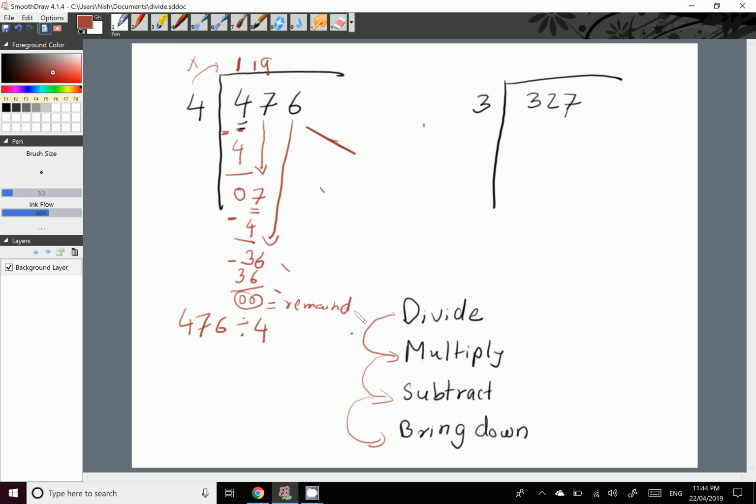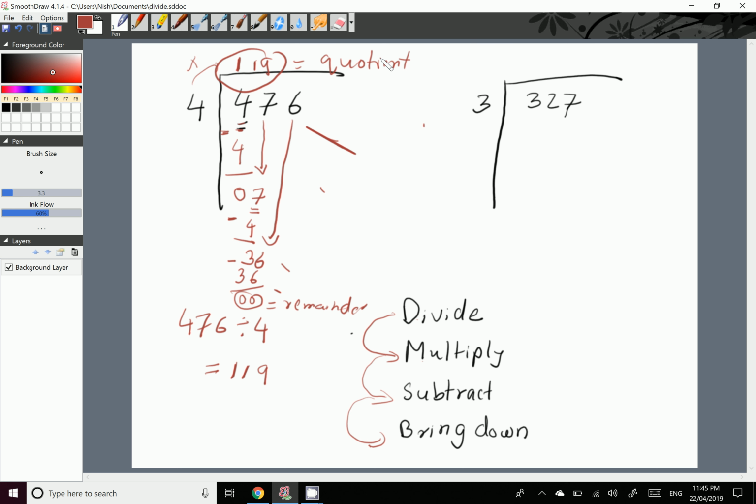Whenever you get a remainder of 0, it also means you can divide 476 equally into 119 parts. So 4 equal parts of 119 gets you to 476. Whenever the remainder is 0, that means that you can equally divide it. So as I said, if you divide 476 by 4, your answer is 119. 119 is also called your quotient.